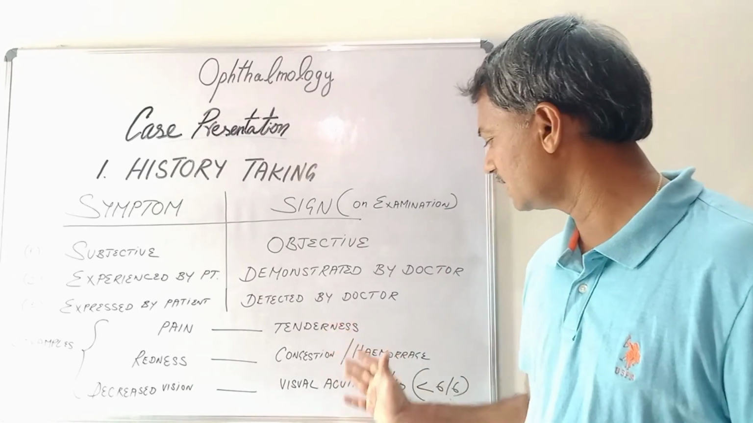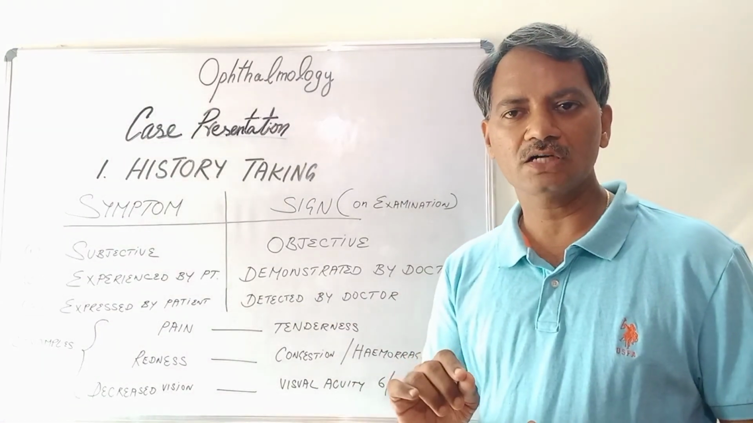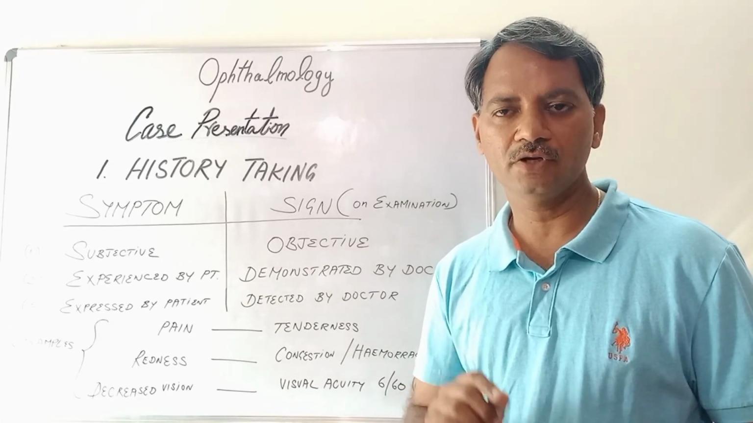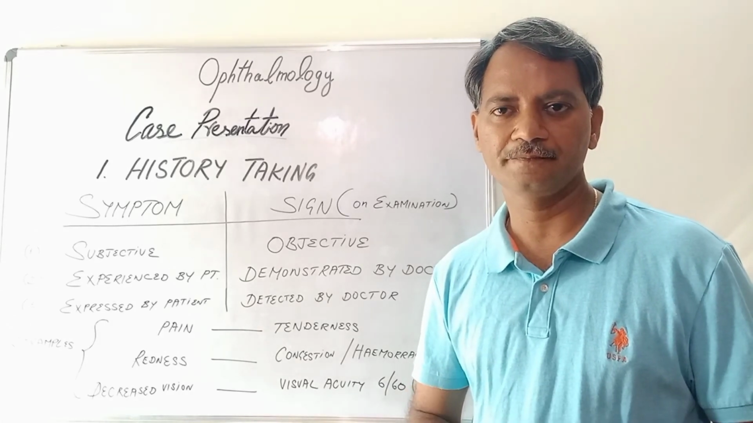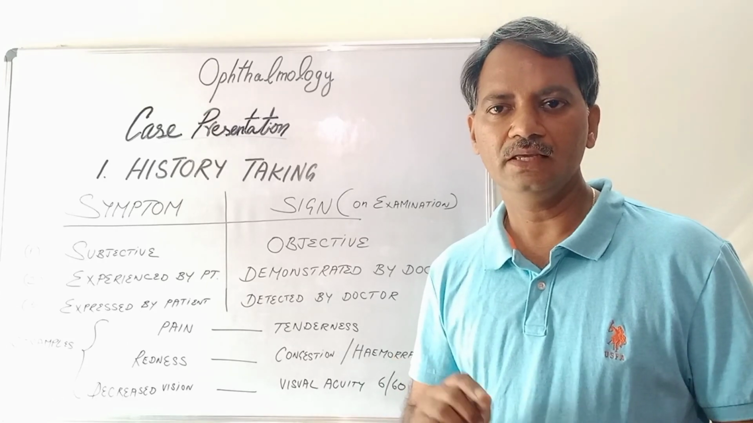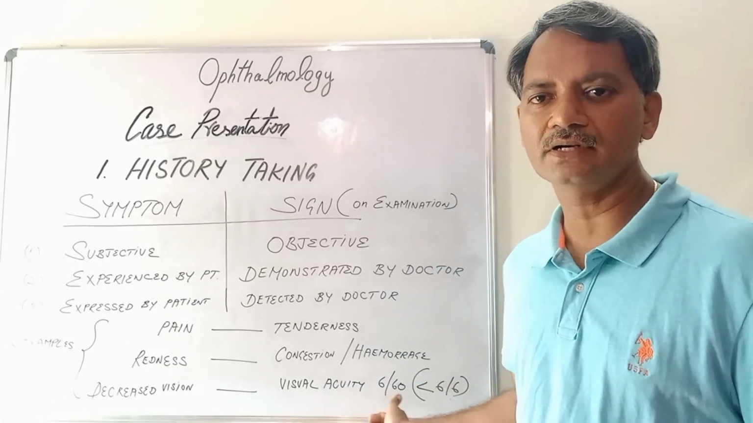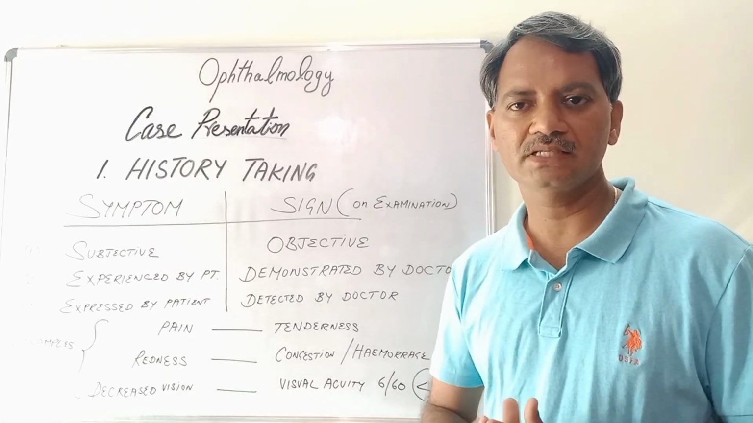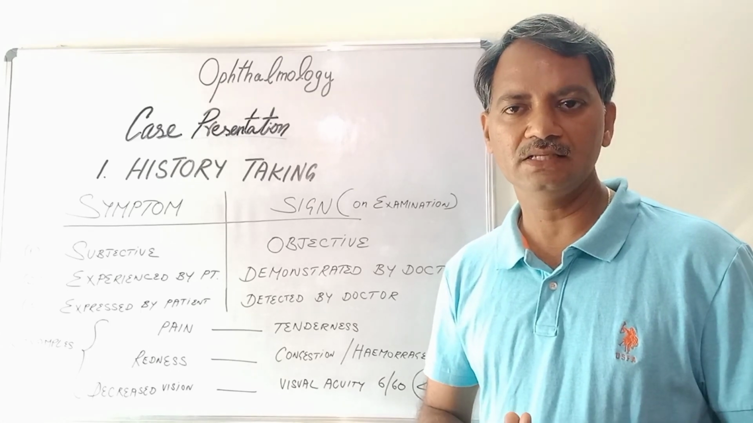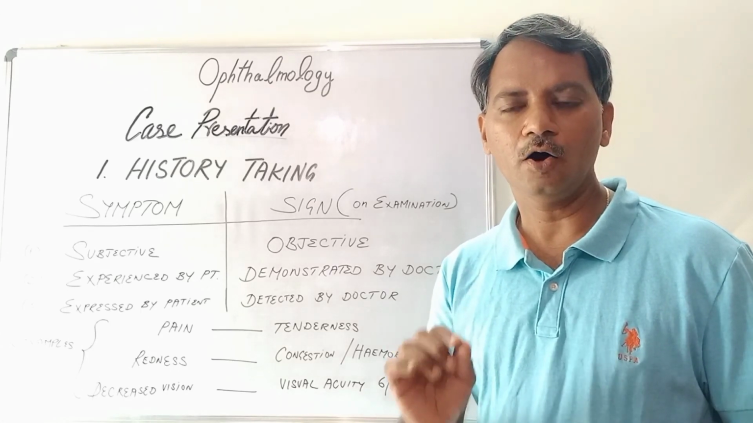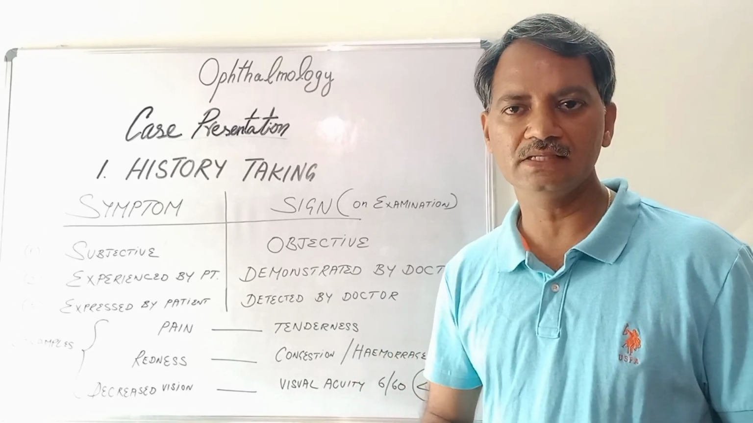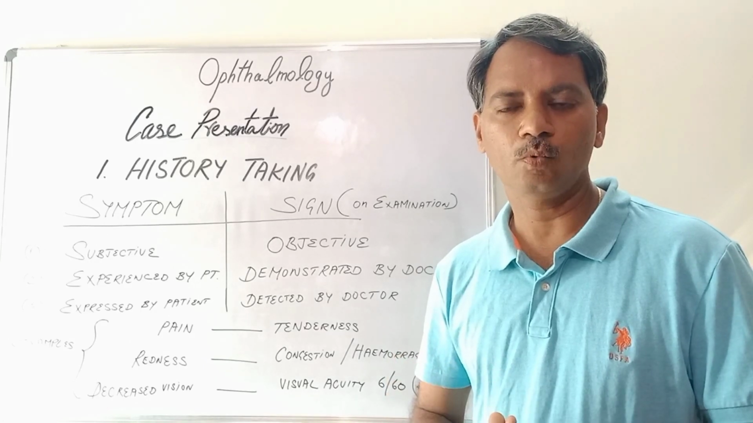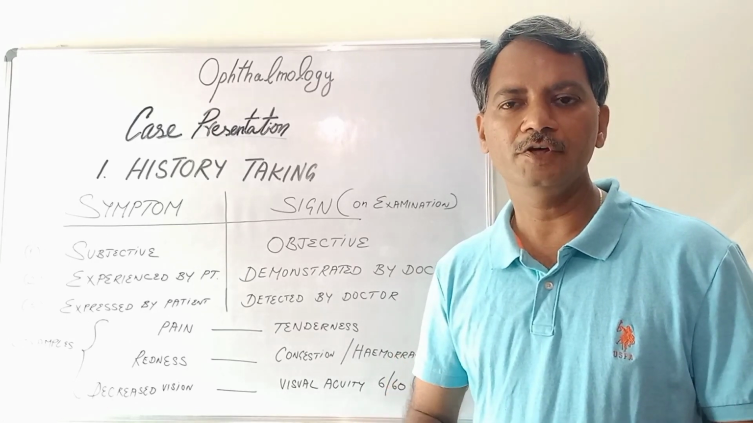But when a doctor examines the patient, he records the visual acuity of the patient. As you all know, a normal visual acuity is recorded as 6/6. If the visual acuity is less than 6/6, here I have written it as 6/60. This is the sign elicited by the doctor, showing how much vision has decreased in this patient. So everybody should be aware what is symptom and what is sign. We should not get confused.